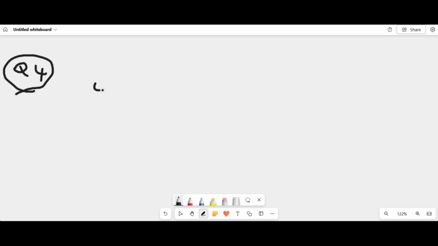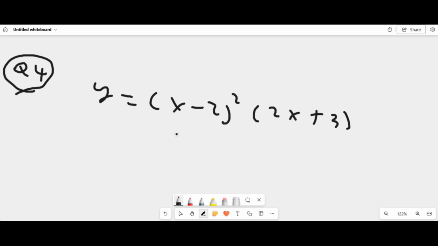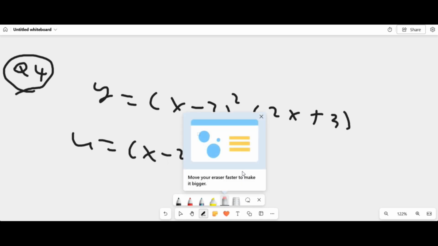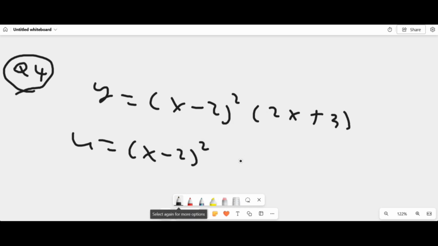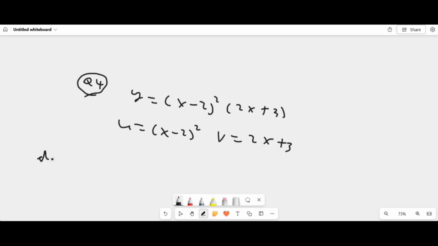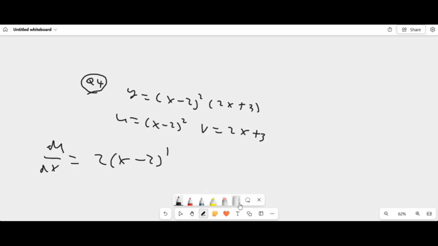Alright, let's switch. Question 4 here. So we've got y is equal to (x minus 2) squared times (2x plus 3). u is equal to (x minus 2) squared. And v is equal to 2x plus 3. Find du over dx: bring the 2 down, and that's going to be x minus 2 to the power of 1, and then differentiate the inside as 1, times 1 outside, nothing changes. So now we've got dv over dx is equal to 2.